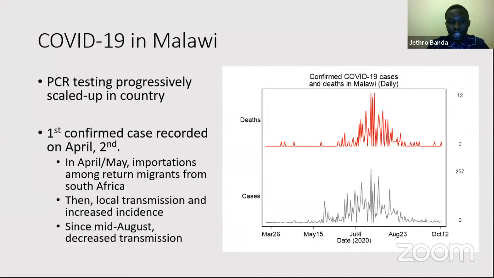The first COVID case came on the 2nd of April, but just after that, we started importing cases from South Africa and other Malawians that were returning home. This was followed by local transmission, which increased incidence. From the graph, you can see that cases started picking up somewhere around June through July up to early August. But since mid-August, there has been quite a decline in reported cases.